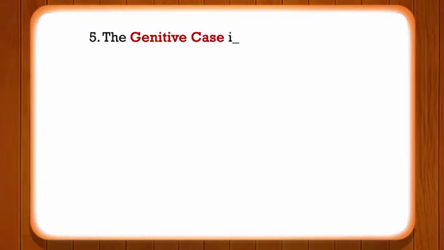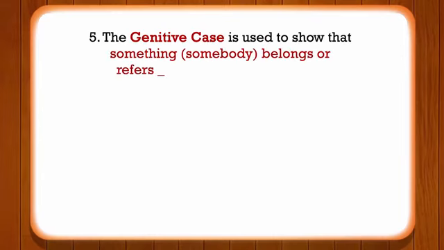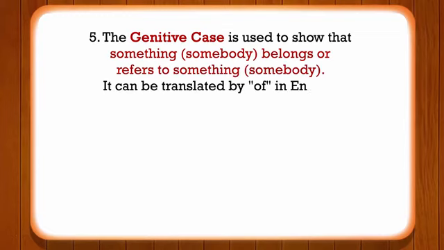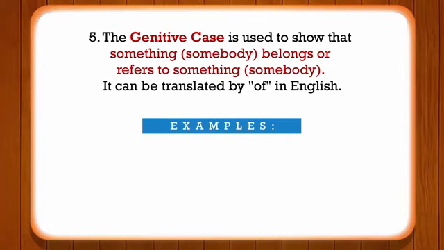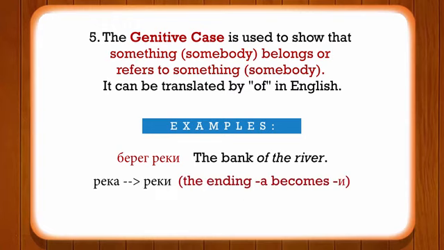Now let's go ahead and pay attention to the fifth case, which is known as the genitive case. The genitive case, which is also known as roditelni padež, is used to show that something or somebody belongs to or refers to something. It can be translated by of in English. Ruchka brata, so pen of brother. Bereg reki, the bank of the river, and many more examples which signify that it belongs to somebody or someone.